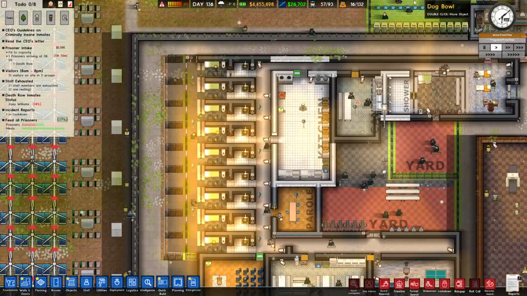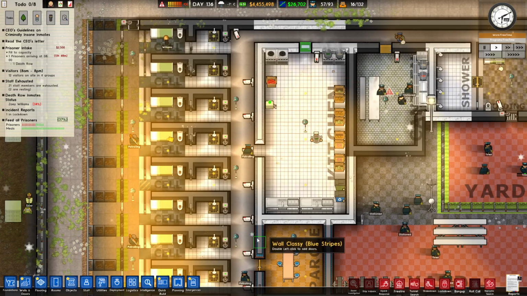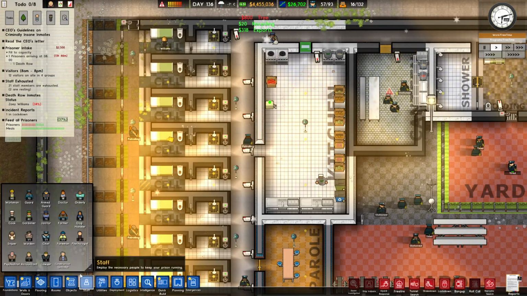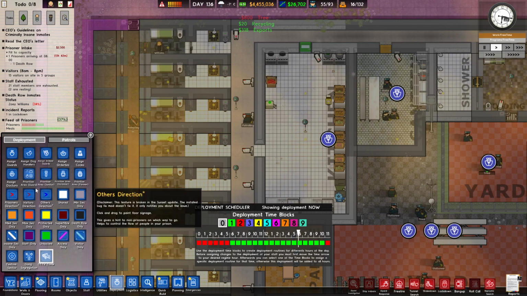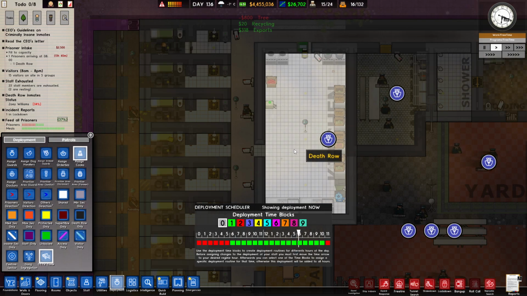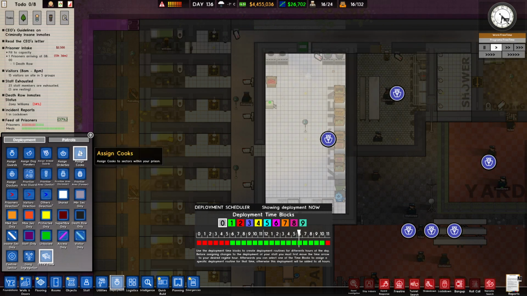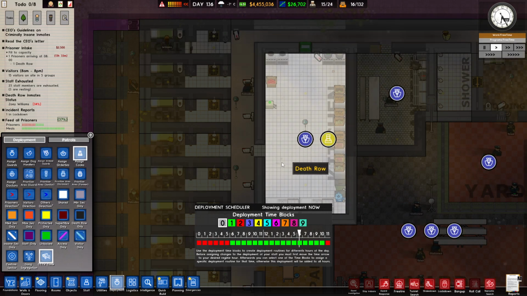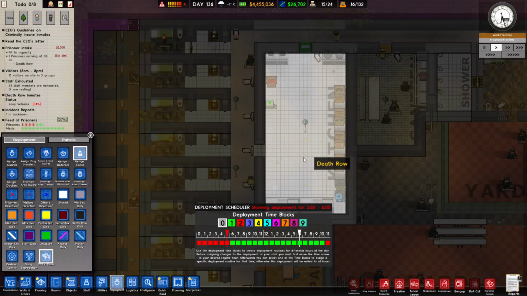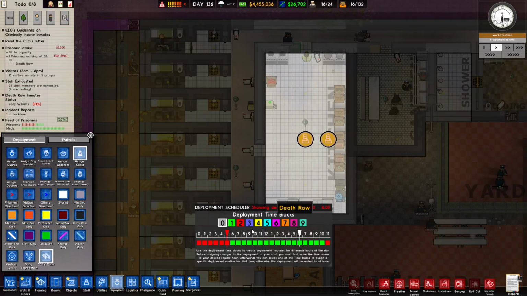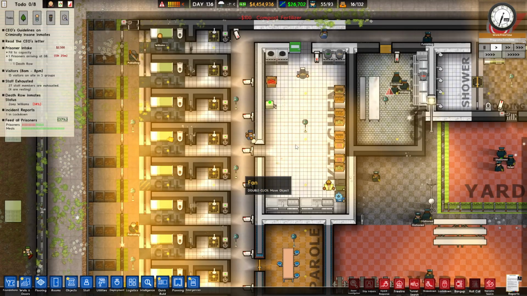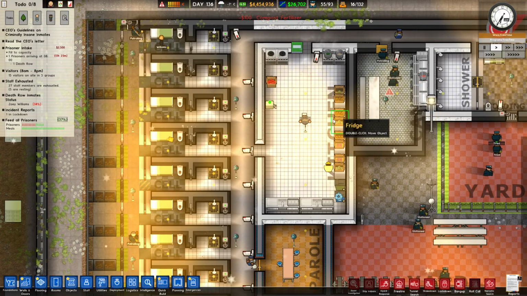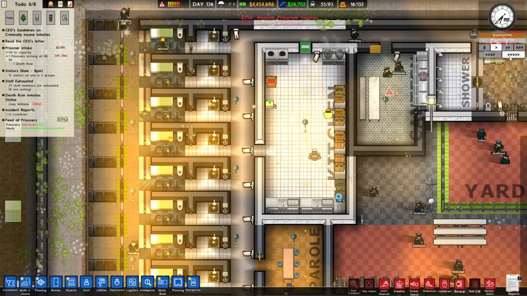Go to our kitchen. Is our cook in here? Oh, hang on. Is it that one? Yeah, that's that one. Assign cooks. Have I done that? No. What I wanted to do was assign cooks. It is what I said on here. That's it. Make sure we've got 2 in there. Let's see if that copes.